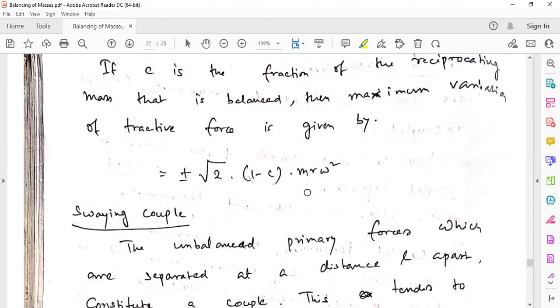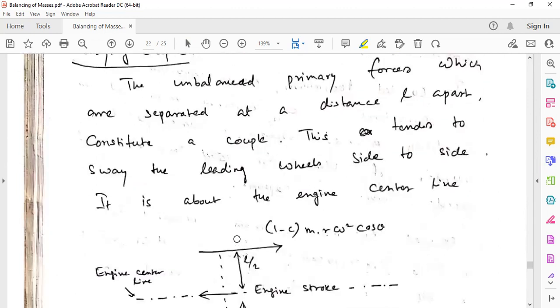So suppose you have balanced 50% of the mass, then 50% remains, yet to be balanced. In that case, 1 minus c gives you the unbalanced portion. So (1 minus c) multiplied by this force is the unbalanced force, multiplied by root 2. The plus is the maximum increase of the tractive force, and the minus is the maximum decrease of the tractive force. So this is how we get the variation of tractive force. That is also an unbalance.